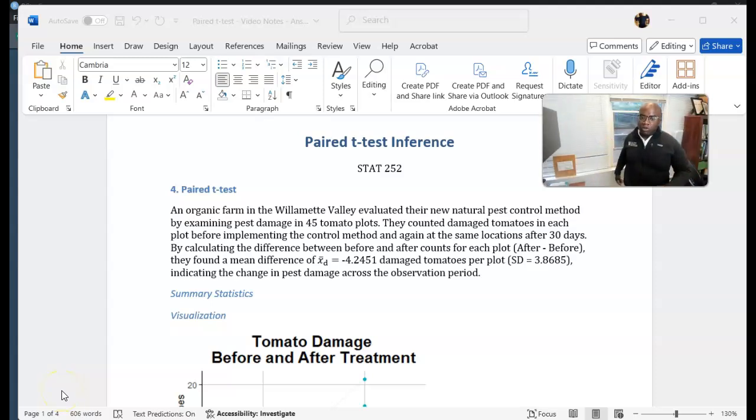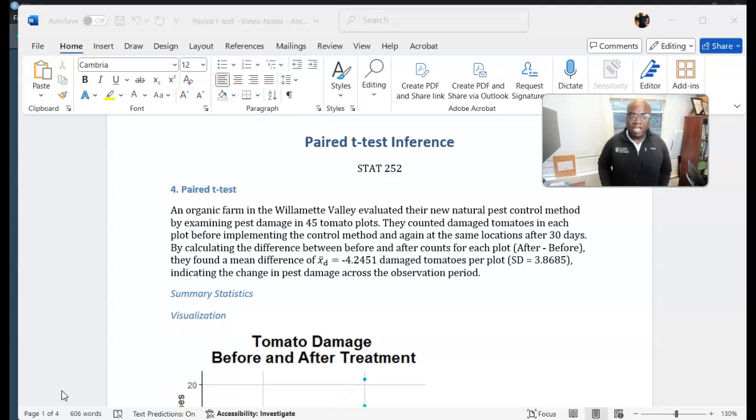Welcome back. We are doing the paired t-test. Early morning hustle. You can do it, and we're doing the paired t-test today. So go ahead, read the description. You know the deal. Look at the summary statistics, the visualization, as well as the analysis, and we'll come right back.